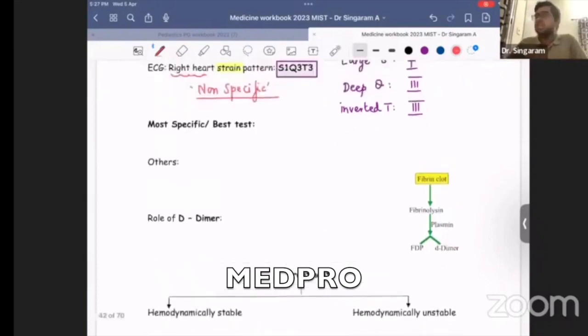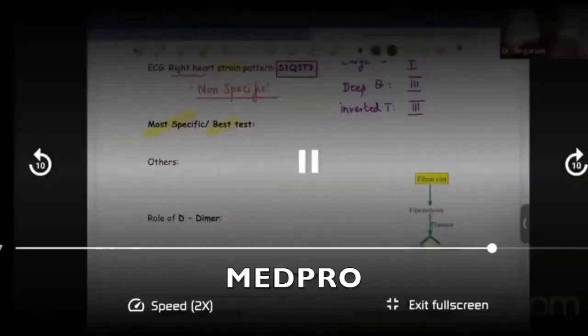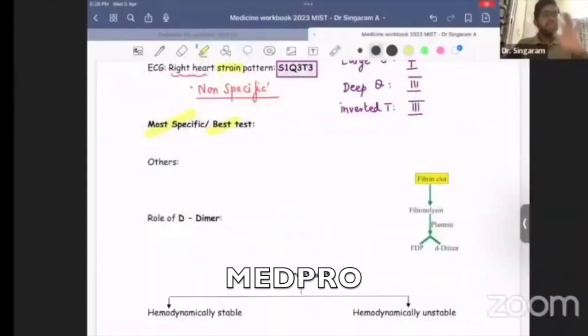I think this was a January 2023 exam question. What is the most specific test or the best test for diagnosing pulmonary thromboembolism? Anybody wants to comment on this? This was this year's exam question. Even in the 2020 and 2021 exams, they asked about this particular question. What is the best investigation to make a diagnosis? Very good. What is the answer? The answer is going to be CTPA.